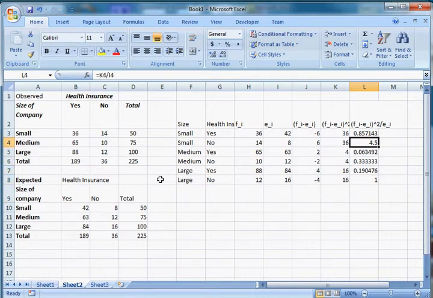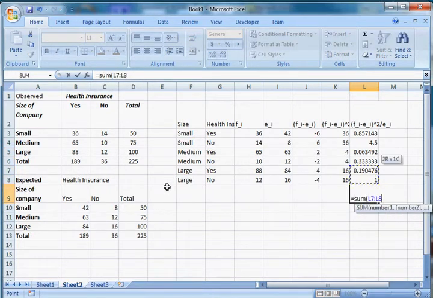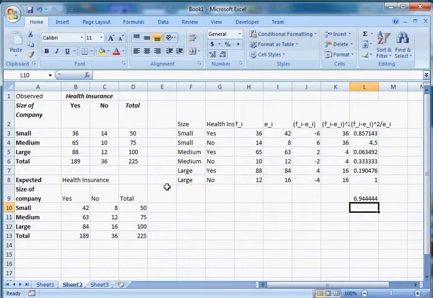All right, now we want to get our chi-squared. We just need to add all these up. Once we get to this column, we should be fine. 6.94 is our chi-squared. I can write that here just so I know what I have. Chi-squared is 6.94. And how many degrees of freedom do we have?